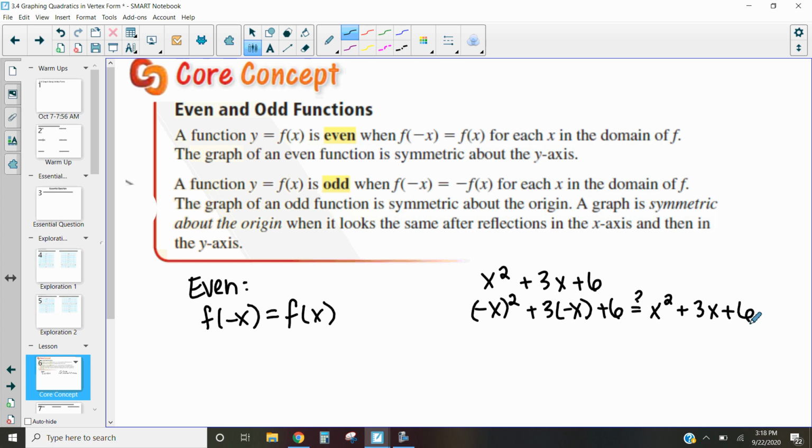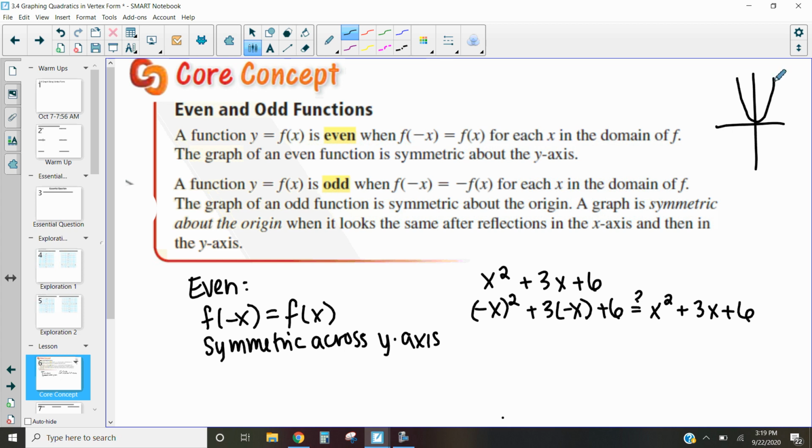The other thing we look for is that an even function is symmetric across the y-axis. So what that means is if I'm looking at the graph of it, here's my axis, here's my grid right here. An even function is going to be symmetric on either side of it. So it looks exactly the same on either side of that y-axis.